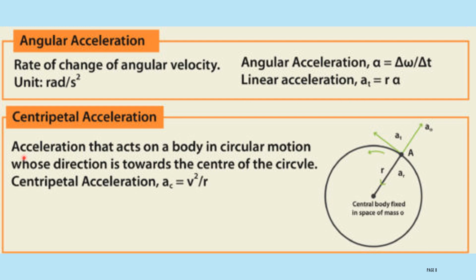Then centripetal acceleration acts on a body in circular motion, and its direction is towards the center of the circle. Centripetal acceleration a c is given by v square divided by r. It is the acceleration that acts on a body in circular motion, and it is always pointed towards the center of the circle. That one we call centripetal acceleration.